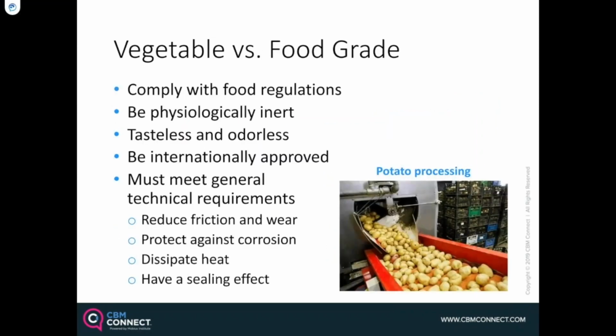Vegetable oils versus food grade. Vegetable oils do comply with food regulations. They are inert, tasteless and odorless. They're internationally approved and accepted, but they must meet the general technical requirements as far as reducing friction and wear, protecting against corrosion, dissipating heat, and not having a negative effect on the seals.